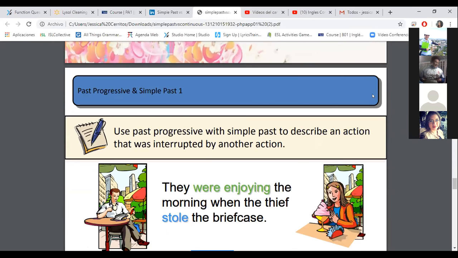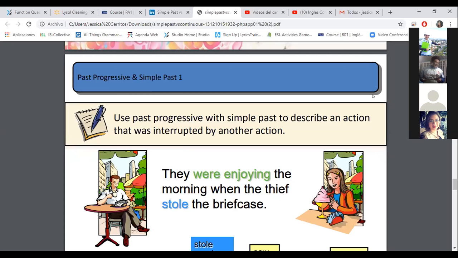Past progressive and simple past. Okay, then we have Adri, can you read please? Use past progressive with simple past to describe an action that was interrupted by another action. Okay, so here guys, this is very important, because before we were remembering simple past and past continuous, but now what we're going to be doing is joining them together, all right? So we can use both tenses for one idea, okay?